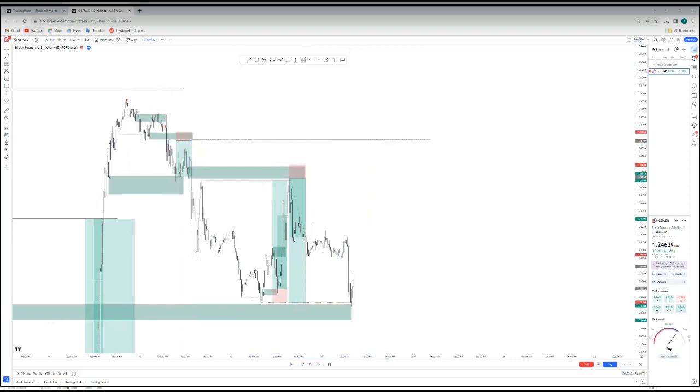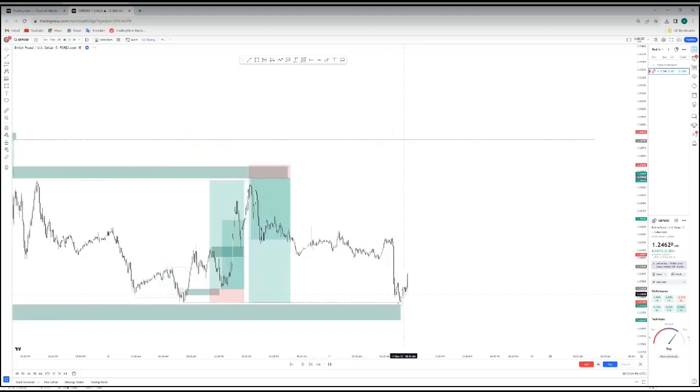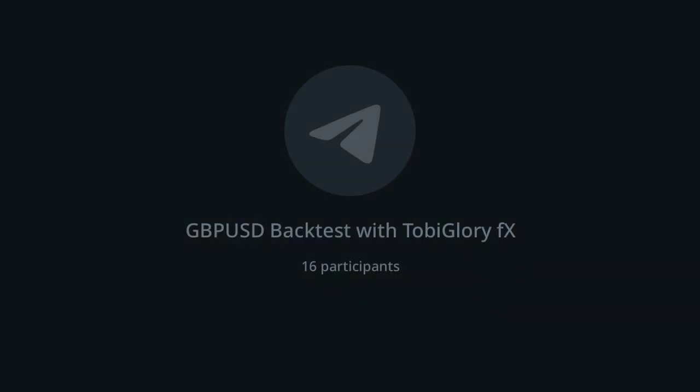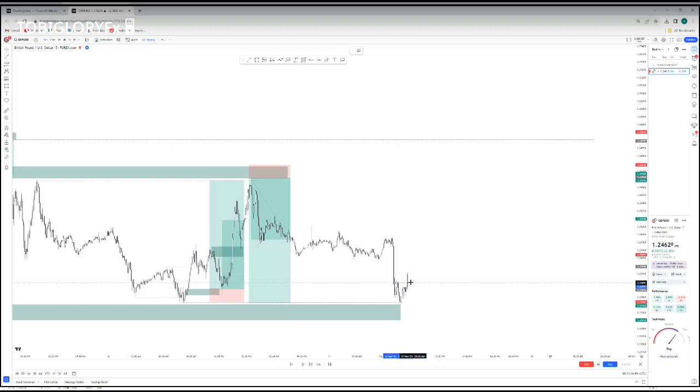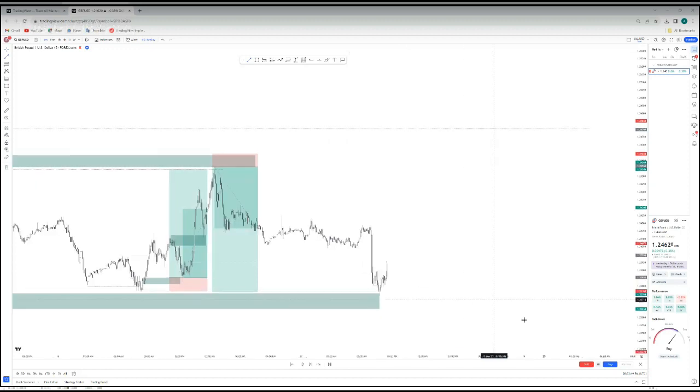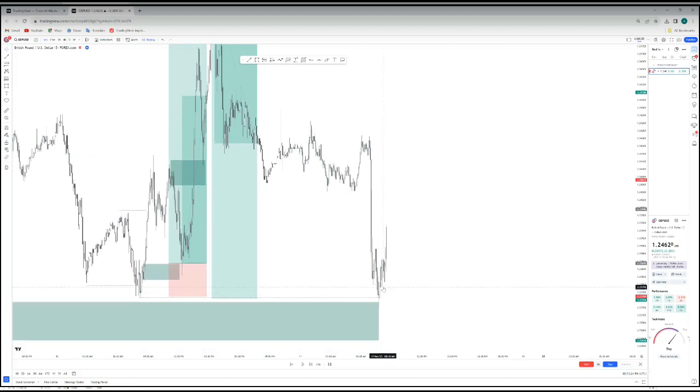So now, how do I get my entry? We have this sweep and a break of market structure. Did I have liquidity? Yes, I have. This is a single leg. So this is going to be my entry. This liquidity is going to be my entry for the buy point of interest.